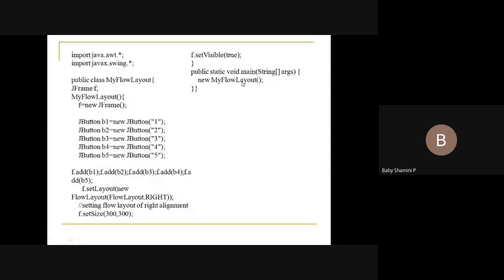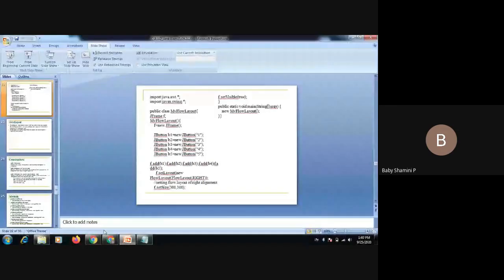When I call the flow layout function, the control moves to this flow layout class and it executes all these things. First I'm creating 5 buttons, and I'm going to add all the components into the layout managers. The next one is flow layout.